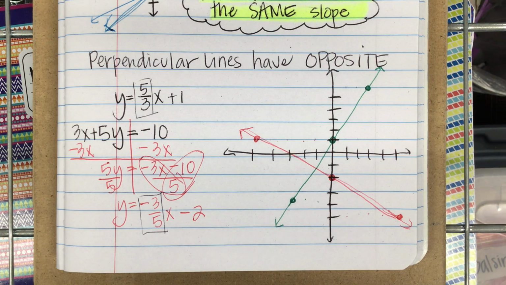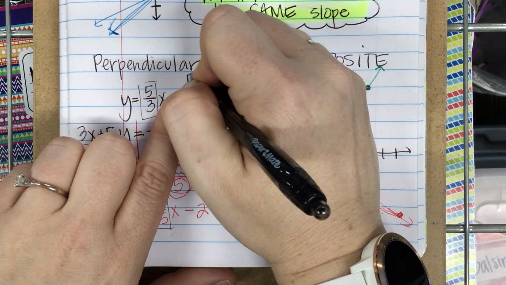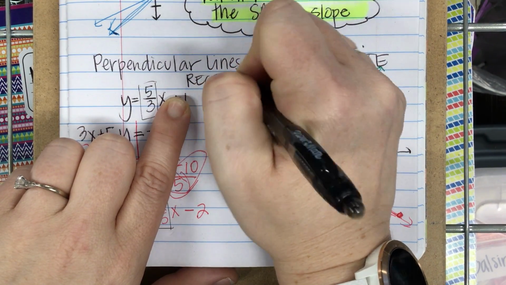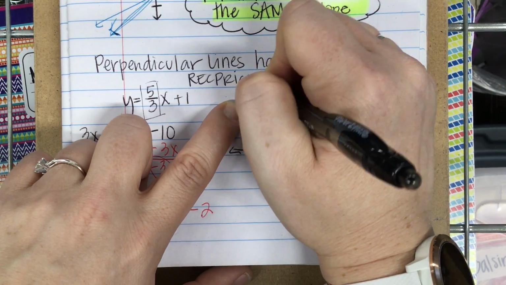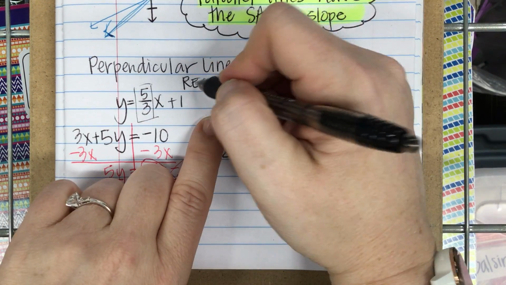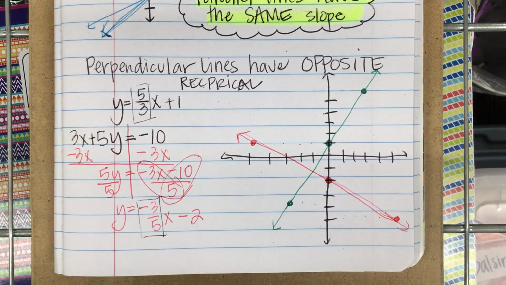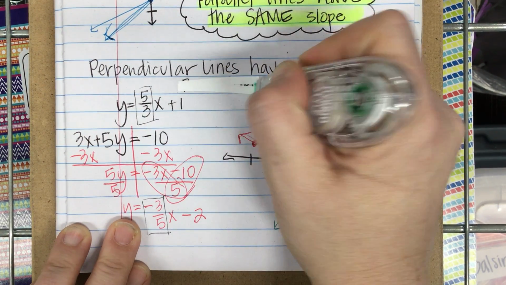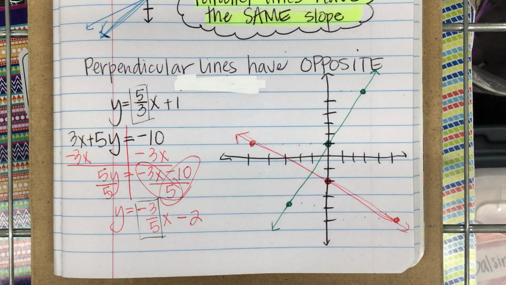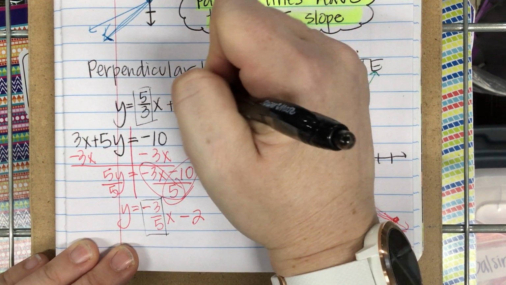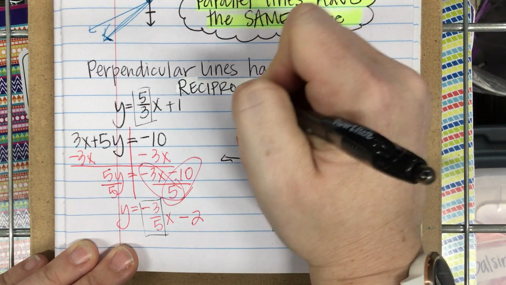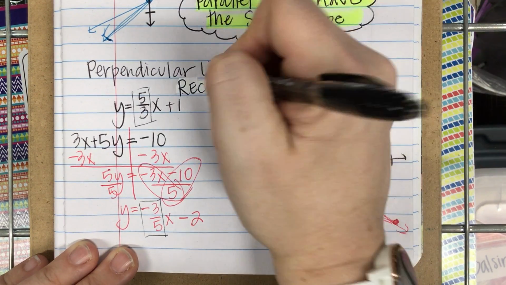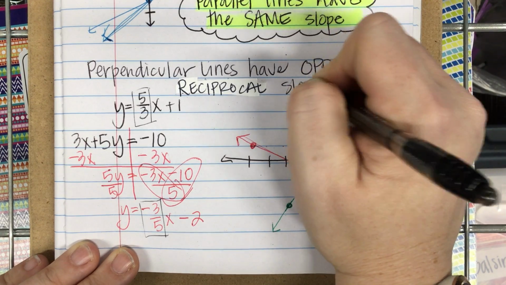Opposite. Kind of like flip. What's the word for flipped? Reciprocal. Oh my gosh, you guys. That was a terrible spelling job. Good thing we don't take spelling. I know, right? That's what happens when I talk and write different words. Reciprocal. Reciprocal slopes.